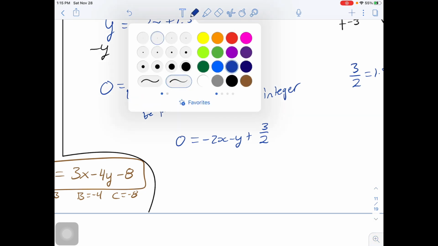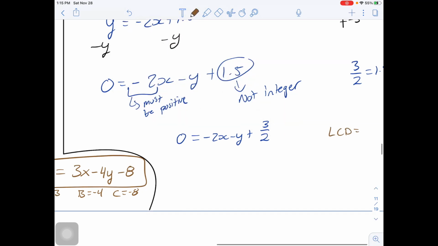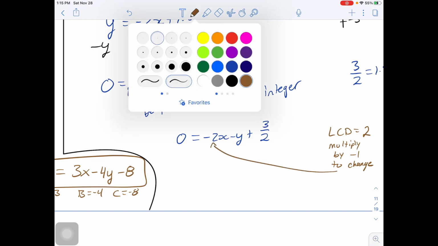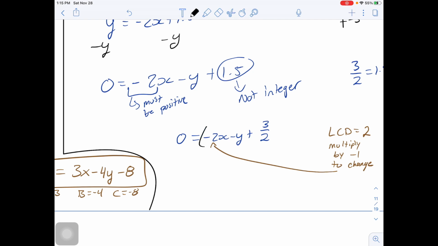Well, first of all, you're going to multiply everything by the lowest common denominator. The only denominator here is 2, so I'm going to multiply everything by 2 to get rid of that denominator. I also need to make this a positive number. How do I make that a positive number? I'm going to multiply by negative 1 to change this sign here. So in total, I'm going to take everything here and multiply it by 2 and times negative 1 as well.